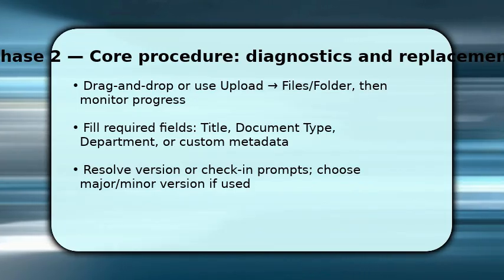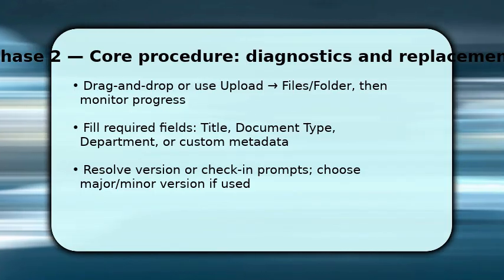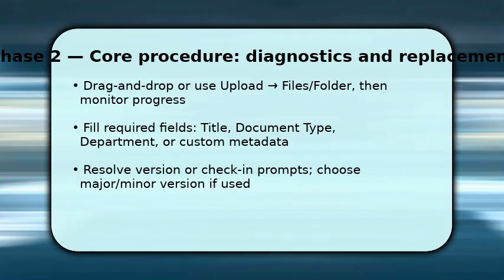After upload, SharePoint may prompt you to enter required metadata. Fill title, document type, department, or any custom columns so search and sorting work. If versioning is enabled, decide major versus minor version and complete the check-in step so colleagues can see the latest official copy.